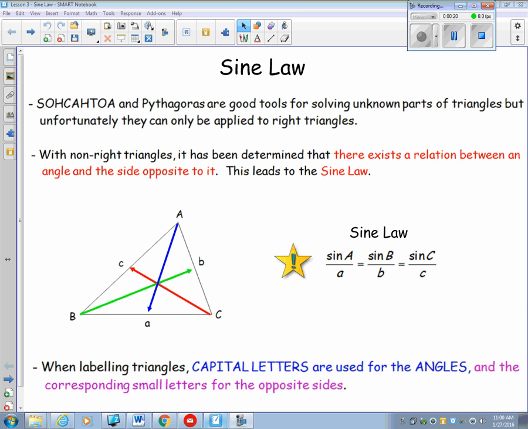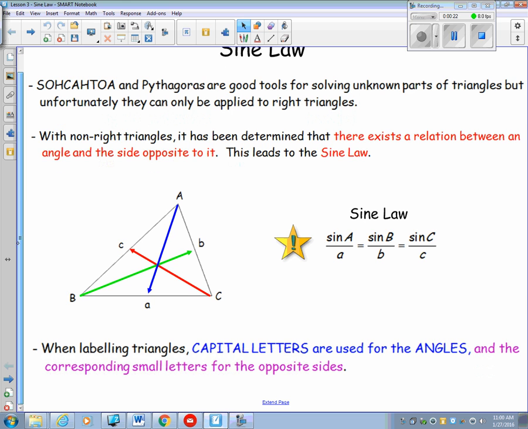Reminders about the sine law, you've seen this before, but just to point out some things. The sine law is here on the first page. The sine of an angle over the opposite side equals the sine of an angle over the opposite side equals the sine of the angle over the opposite side. As long as you pair up corresponding sides and angles, this should work perfectly fine. Corresponding sides and angles means the ones that are across from each other in the diagram.